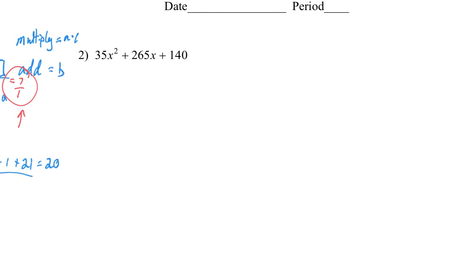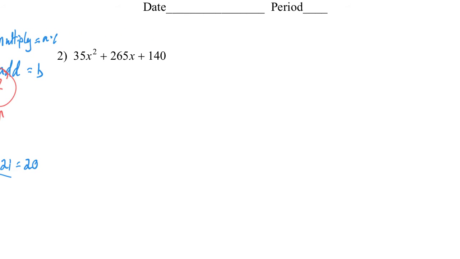Check out number 2. So the first thing that you want to do is take out a common factor. Again, I start with the smallest number, so 35. 35 can be divided by 35, but that won't work. 35 can be divided by 7, but 7 won't go into 265. So the next thing is 5, and I know 5 will go into all of them because 265 ends in 5, 140 ends in 0. So I can divide them all by 5.